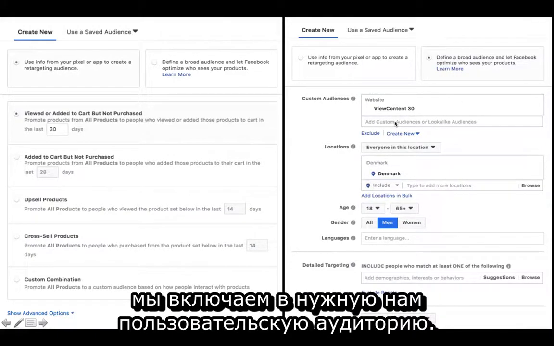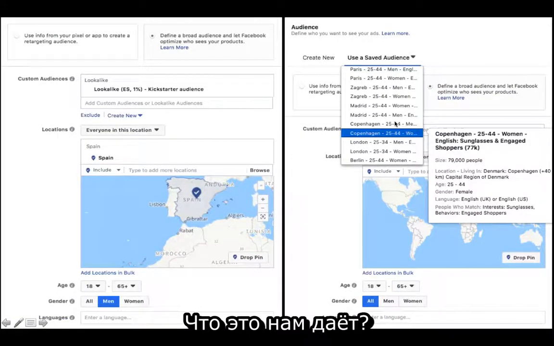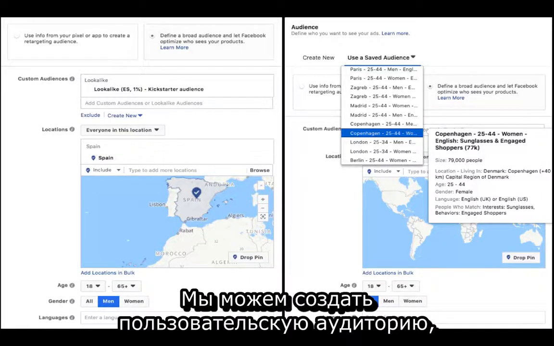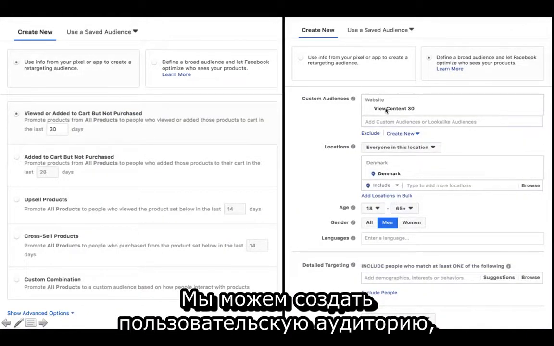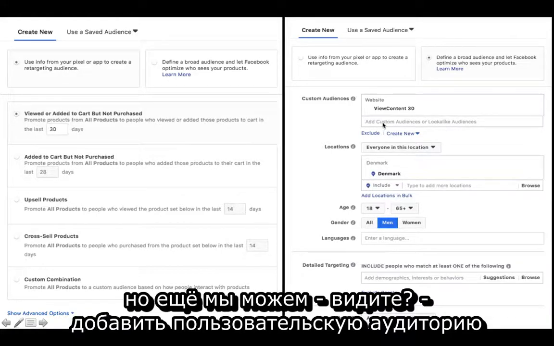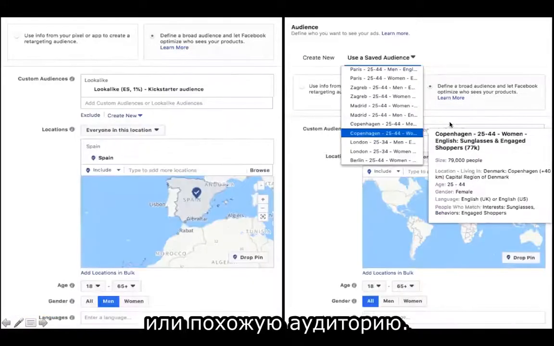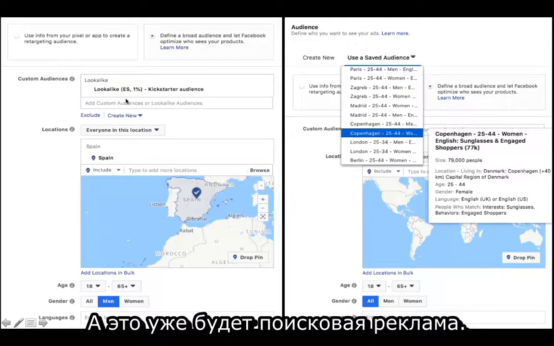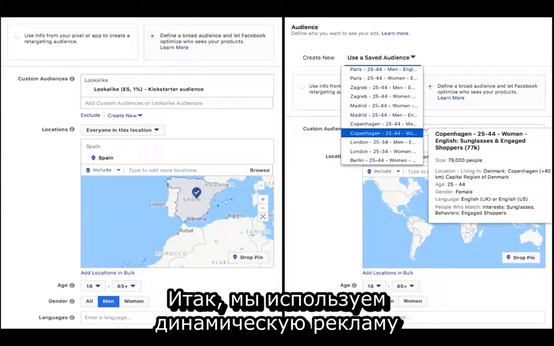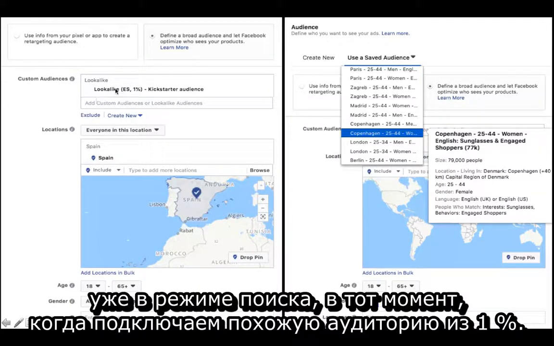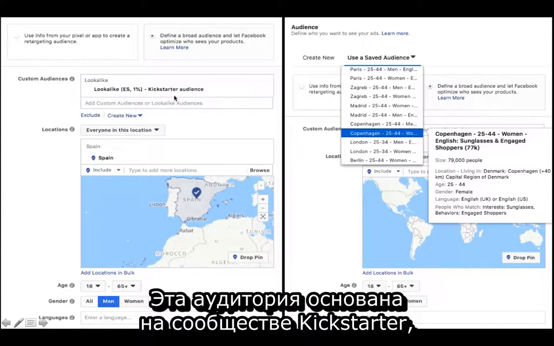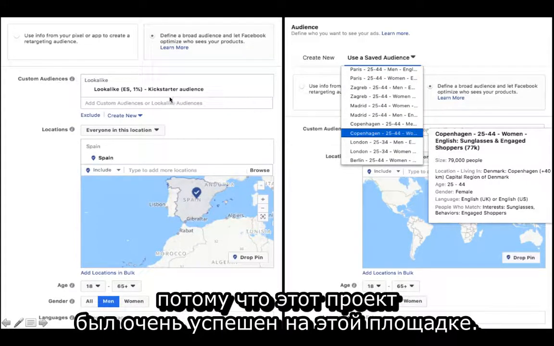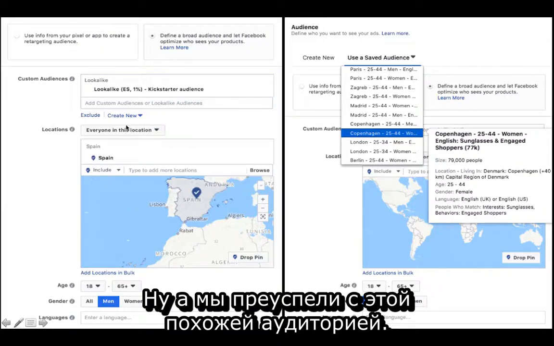So we already see that here on the right side with the define a broad audience, we can put in the custom audience that we want. So what does this mean for us? Well, it means we can not only put in a custom audience, but we could also say, you see, add custom audience or lookalike audience. So we could also put in a lookalike audience, for example, and this is already a prospecting ad. So we're using the dynamic product ads already in prospecting. We used a lookalike 1%, for example, based on the Kickstarter audience because it was a very successful project on Kickstarter, and we were very successful with this lookalike audience here.